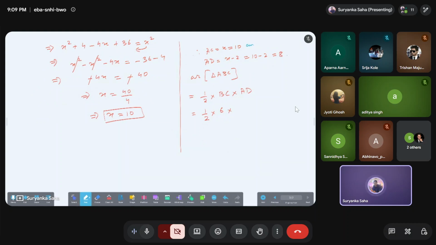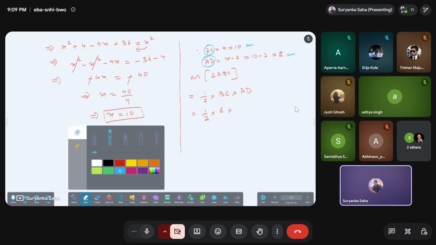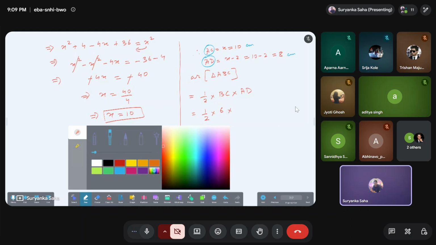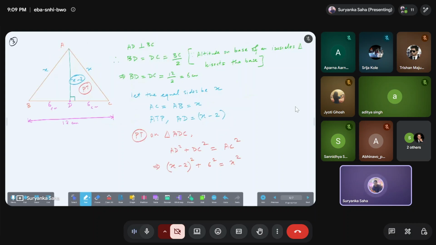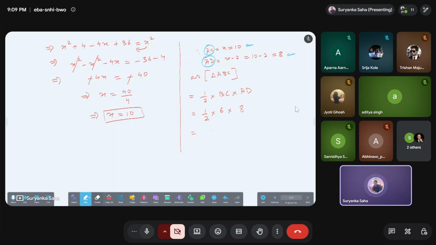AC value and then AD's value is 8 centimeter. So 6 into 8, let me write it. So 3, just a minute. Wait, BC is not 6, sorry. BC is 12. By mistake I had taken 6. It will be 12 into 8. So 96 centimeters square. This is the answer.